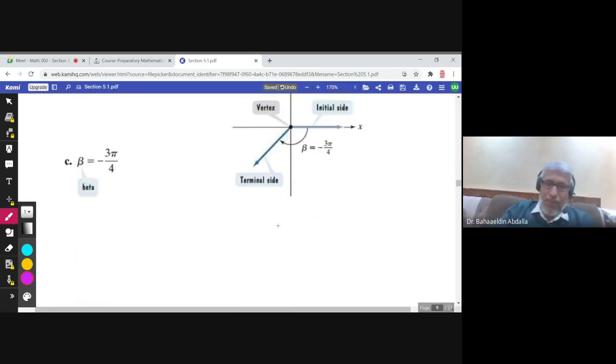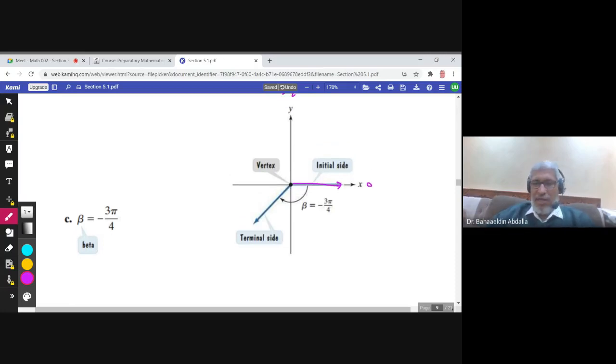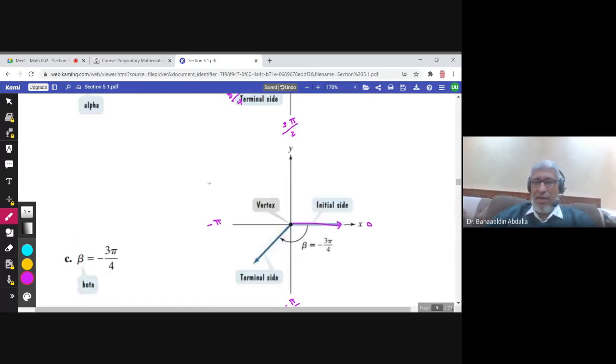Negative 3 pi over 4, angle beta. Now, this is a negative angle. So we put the initial side here, on the positive x-axis. And we go in the clockwise direction, so this direction. If you start clockwise, this would be the angle 0. And this is the angle negative pi over 2. And then this is negative pi. And then this is negative 3 pi over 2. And this would be negative 2 pi.